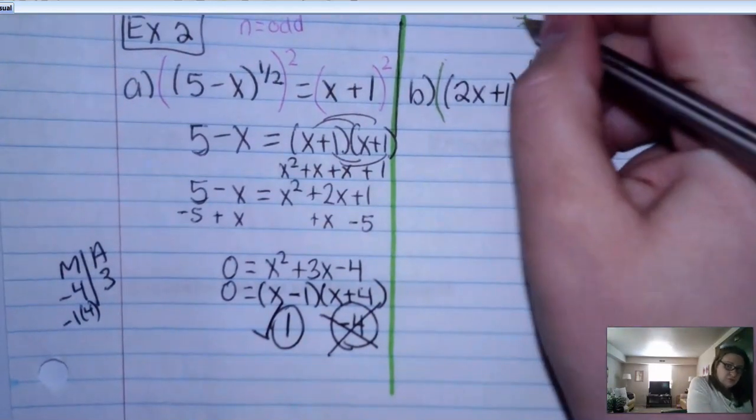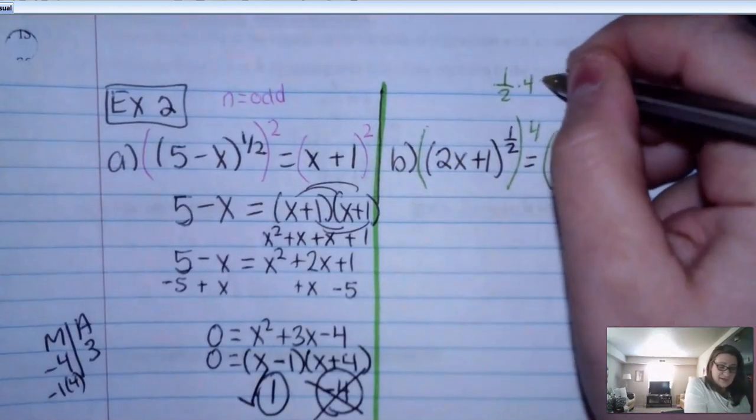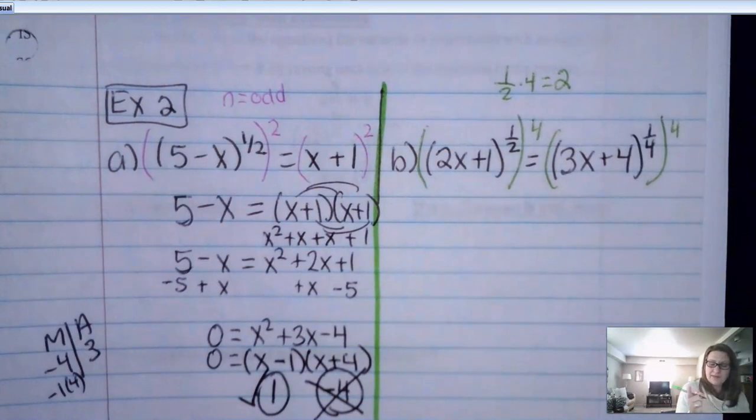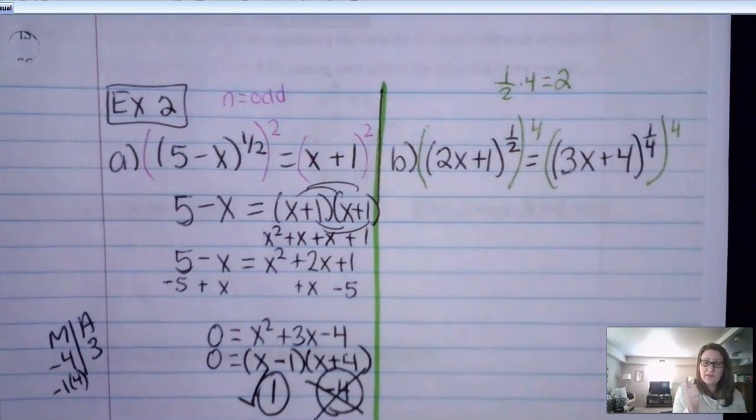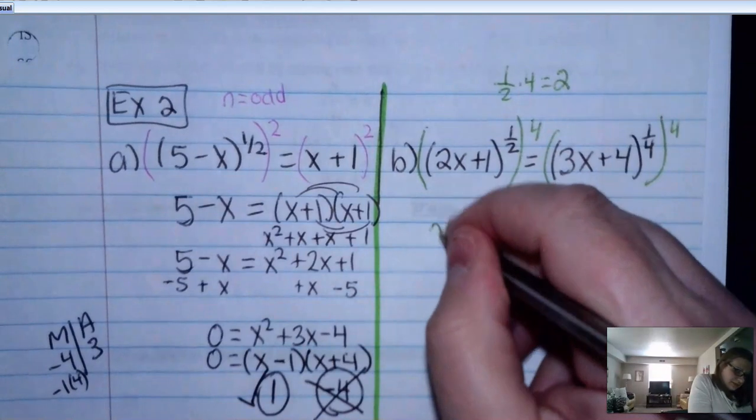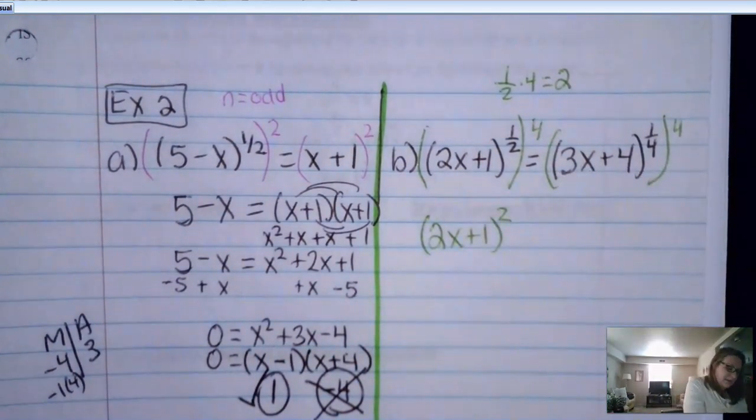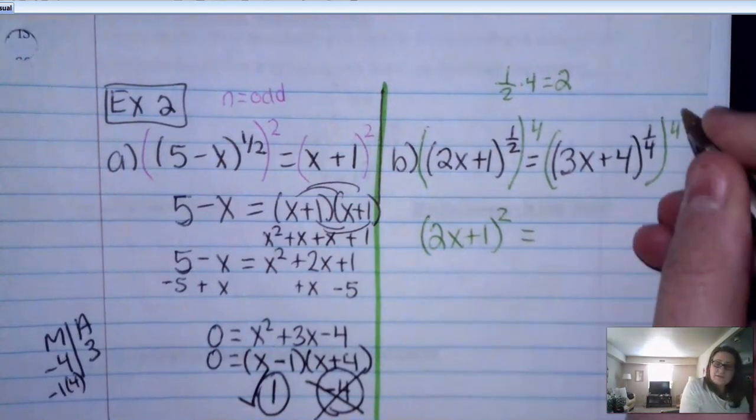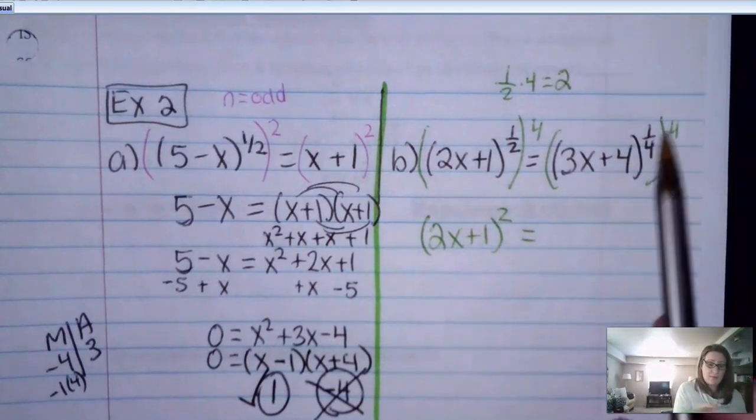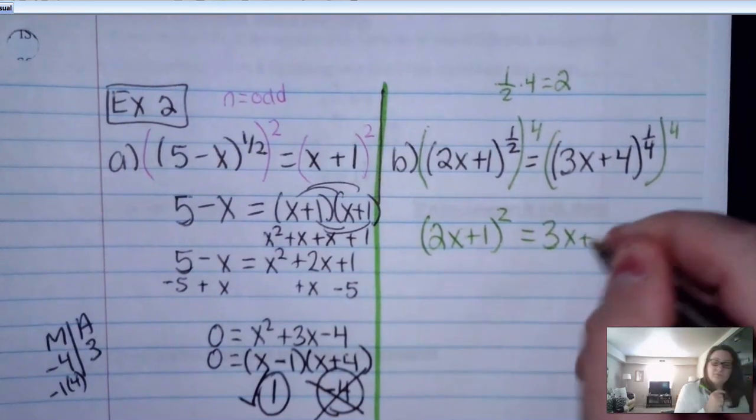If I do 1/2 of 4, that's equal to 2. So it's not going to cancel out the exponent, but it is going to cancel out the exponent being a fraction. It will be an integer if I do that. So this would become 2x plus 1, but that's going to be squared. The other side, if I take that to the 4th power, those are reciprocals. That will just straight up cancel out. So this would become 3x plus 4.